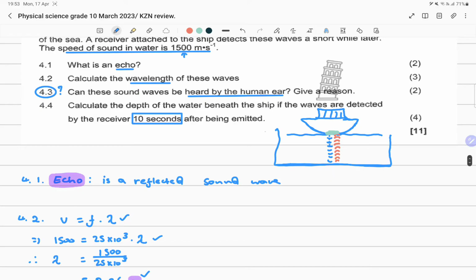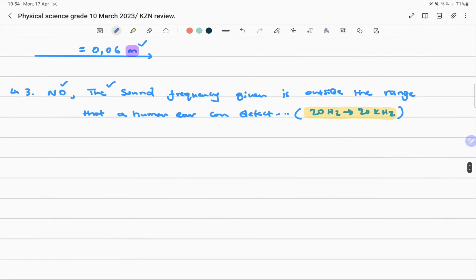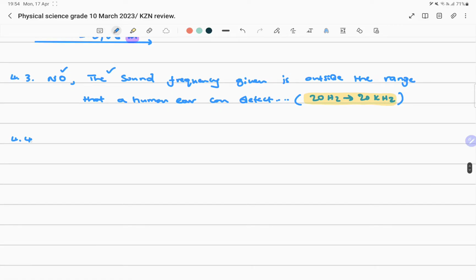Next question. The next question says, calculate the depth of the water beneath the ship if the waves are detected by the receiver 10 seconds after being emitted. Again, this is a question that is related to one I did in that paper. So if you did pay attention, you definitely got these 4 marks in the bag. Okay, so let's start 4.4.